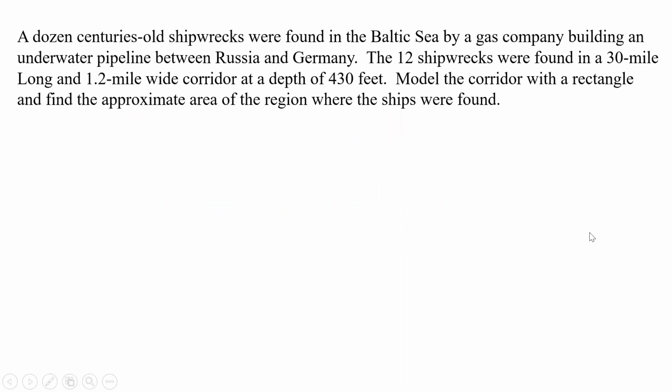All right, so here's one. A dozen centuries-old shipwrecks were found in the Baltic Sea by a gas company building an underwater pipeline between Russia and Germany. The 12 shipwrecks were found in a 30-mile-long and 1.2-mile-wide corridor at a depth of 430 feet. Model the corridor with a rectangle and find the approximate area of the region where the ships were found. All right, so what do we know?